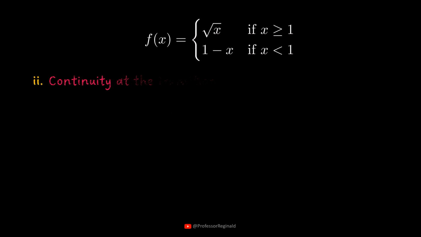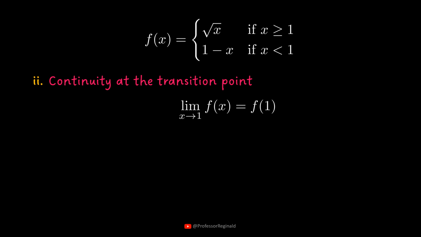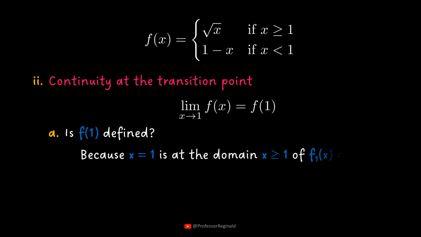Second, continuity at the transition point. At the transition point x equals 1, the equation for continuity at a point must be satisfied. The limit of f of x, as x approaches 1, equals f of 1, which entails the following conditions. A. Is f of 1 defined? Because x equals 1 is in the domain x greater than or equal to 1 of f1, f of 1 equals 1. Hence, f of 1 is defined.